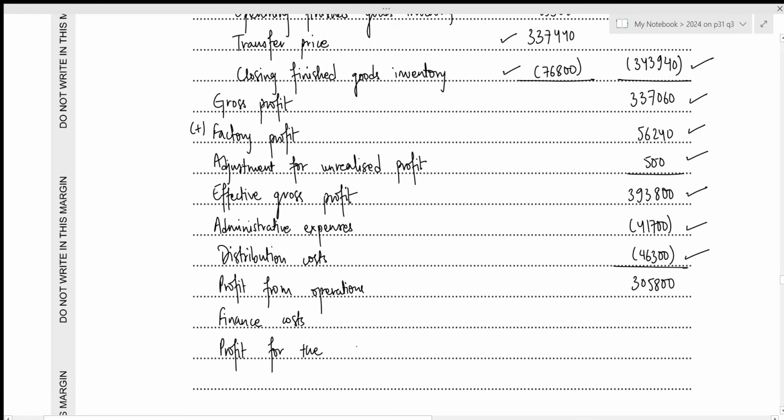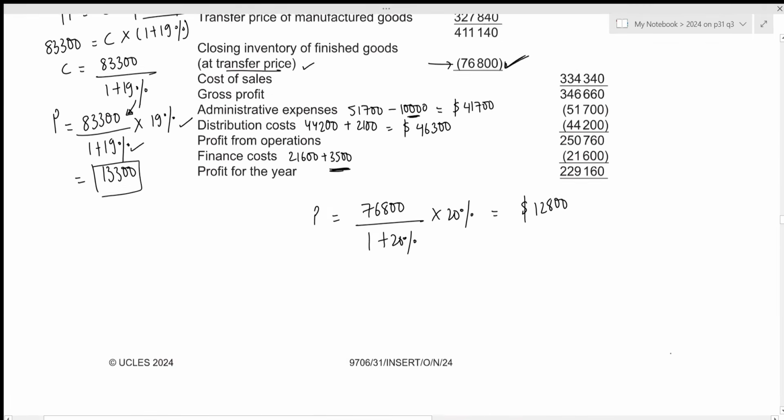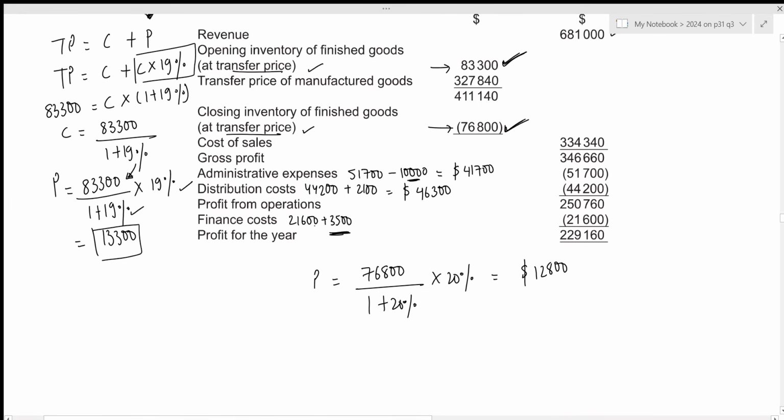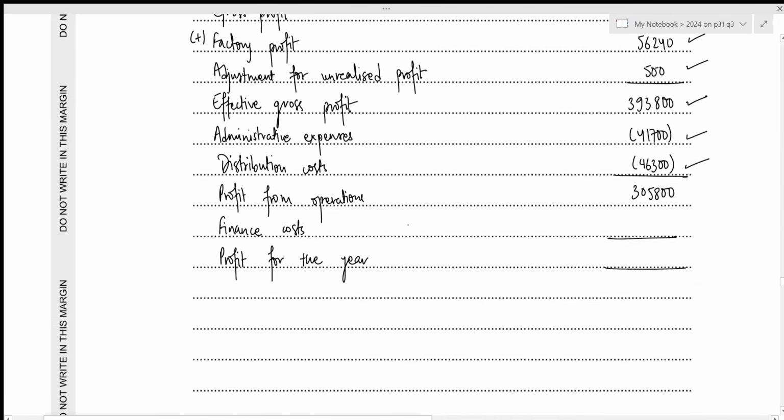And there was adjustment to the finance cost as well, so we need to recalculate the correct amount. For finance cost, it was 21,600 plus 3,500, which results in 25,100. Let's write it down. So now the profit for the year will be 305,800 minus 25,100, which results in 280,700. That is all for this part. Let's move towards the next one.